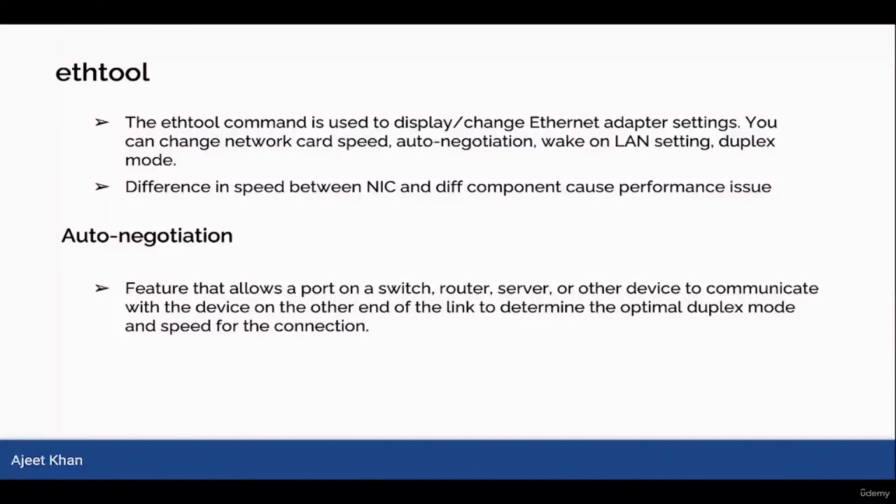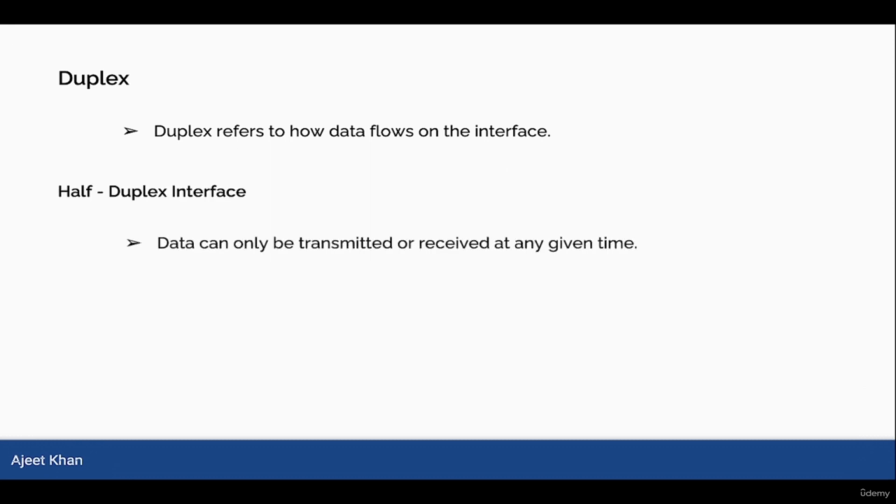Auto negotiation is the feature that allows a port on a switch, router, server or any other device to communicate with the device on the other end of the link to determine the optimal duplex mode and speed of the connection. And the duplex here refers to how data flows on the interface. On a half duplex interface, data can only be transmitted or received at any given time, so you cannot simultaneously receive and send data on a given link. In full duplex mode, you can send and receive the data simultaneously.